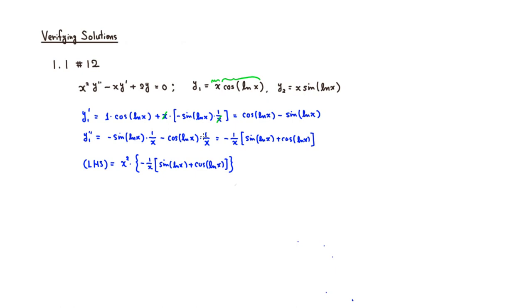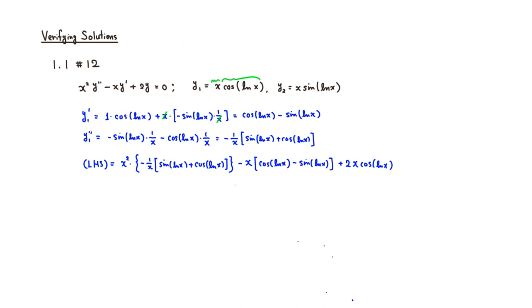And the second term: it's going to be negative x times the first derivative, which is cosine of natural log of x minus sine of natural log of x. That's the second term. And the last term is 2 times y1, so it's going to be 2x cosine of natural log of x. Let's simplify to see if we can cancel things out.